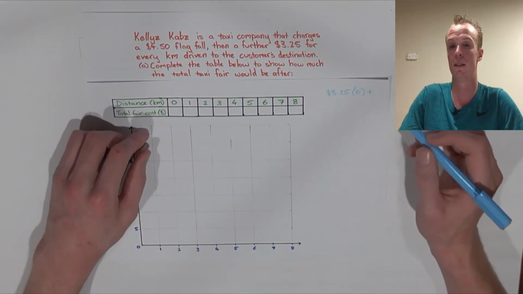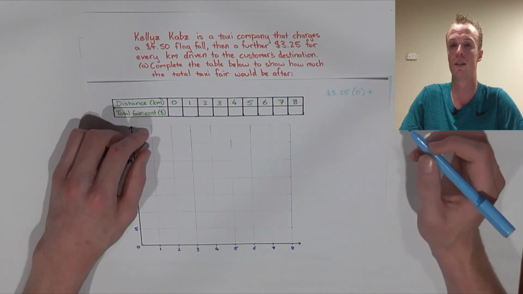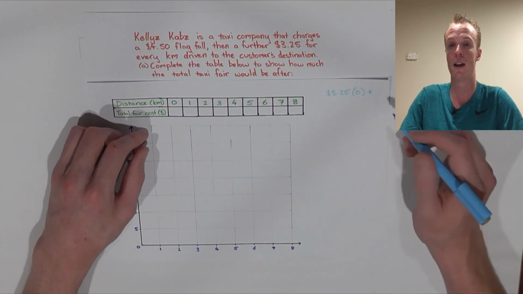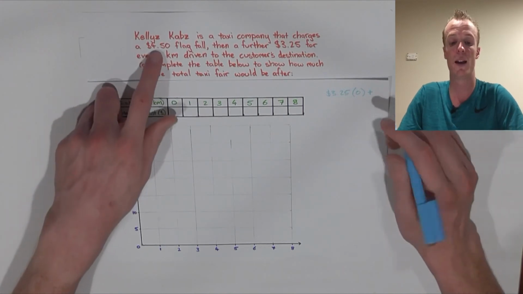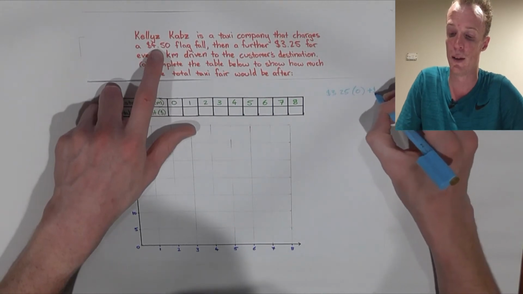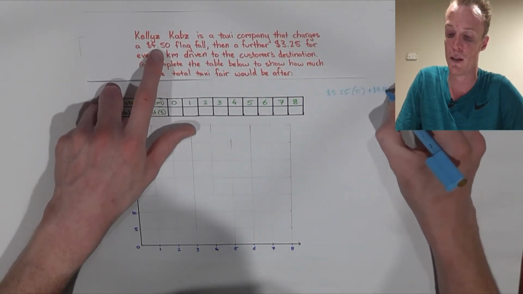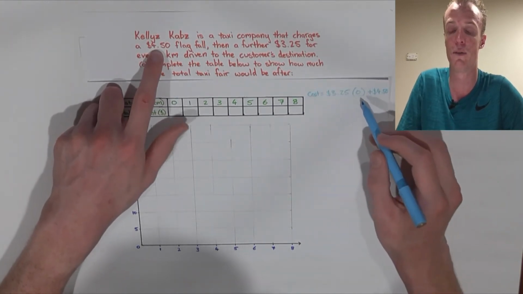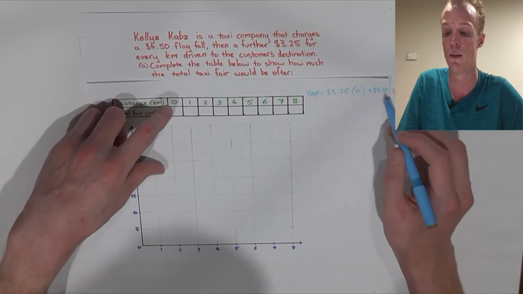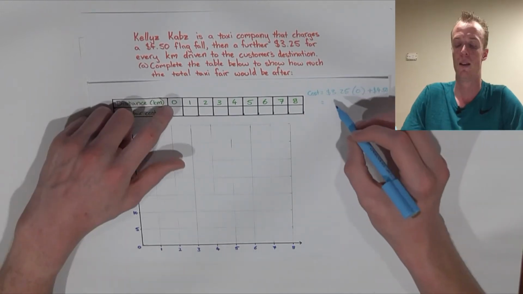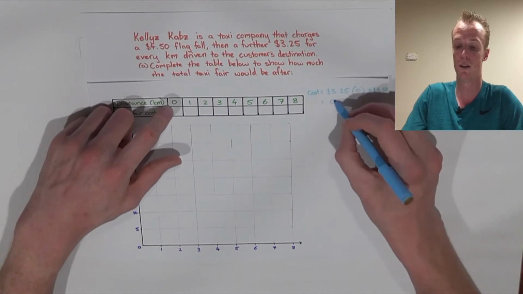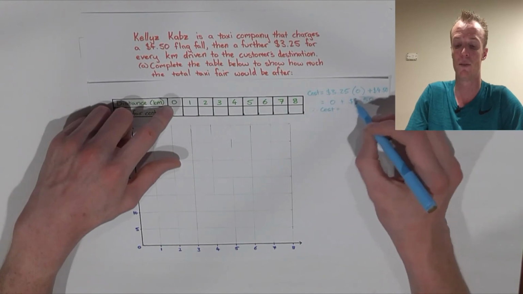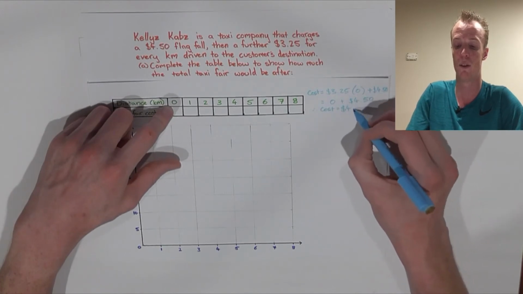However, we also need to consider the flagfall, which is the initial cost to the customer for entering the taxi. We need to add that flagfall to our total distance travelled. So we need to add this $4.50 to our value that we've got over here. So our equation for our cost now equals $3.25 times 0 for the distance travelled plus our $4.50. $3.25 times 0 is 0 plus our $4.50. So therefore our cost for 0 kilometres is our $4.50 flagfall.